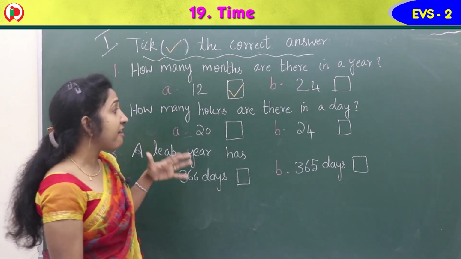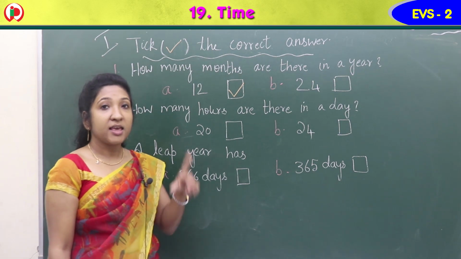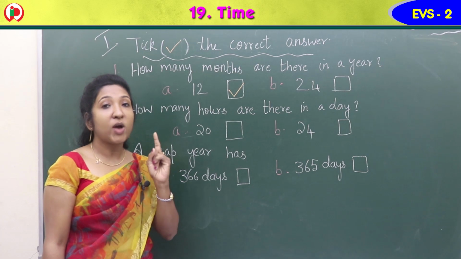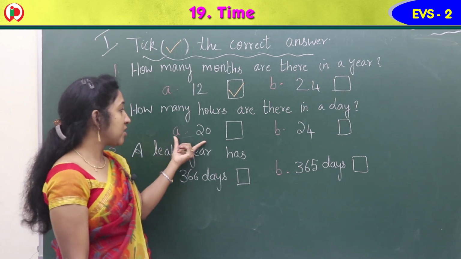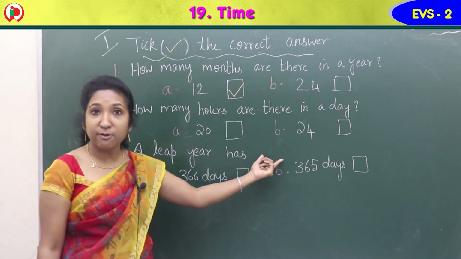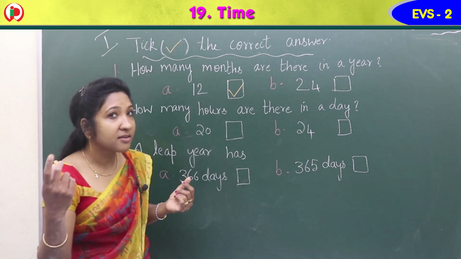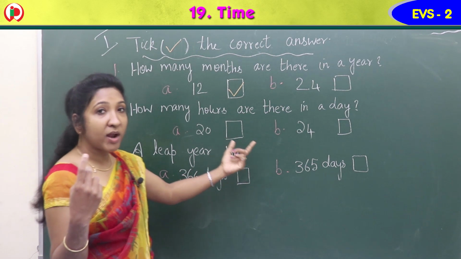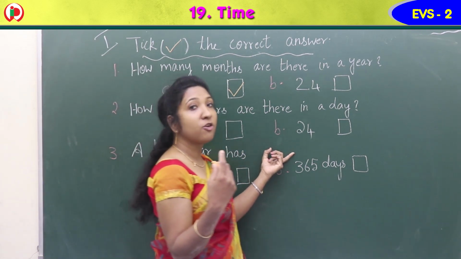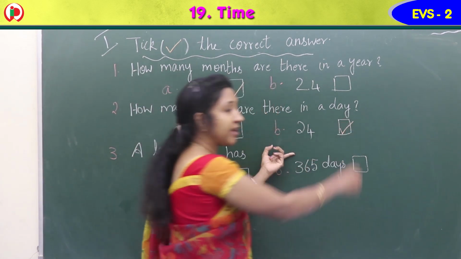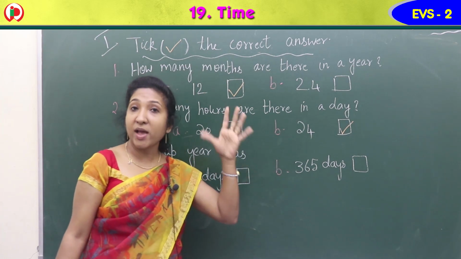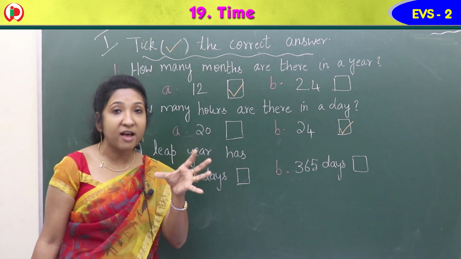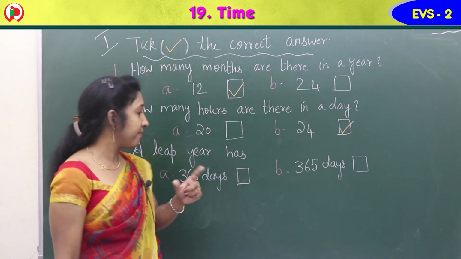Second, how many hours are there in a day? Each day is divided into hours. So 1 day is equal to how many hours? Option A 20, option B 24. Yes, in a day we have 24 hours. Tick here. 12 hours in the daytime, we have 12 hours in the night time. So total 24 hours we have in a day.